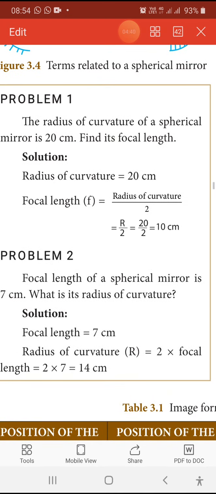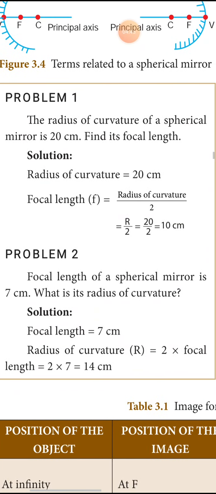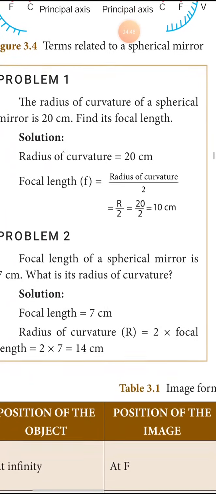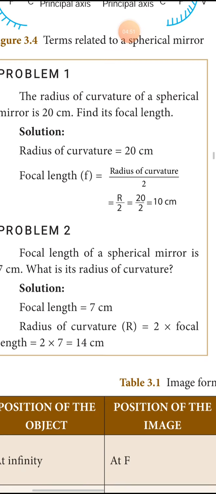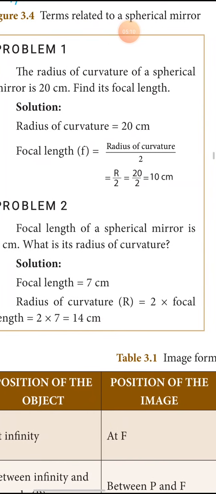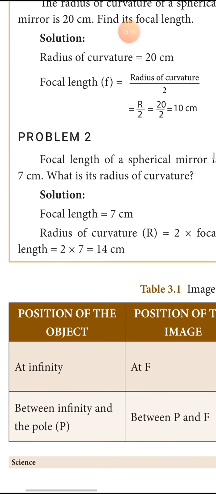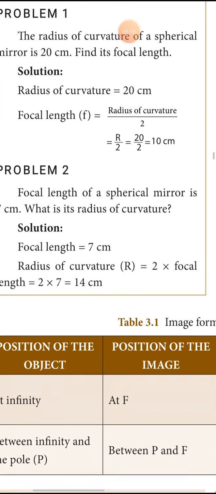In between there are small problems, problem 1 and 2. In problems 1 and 2, they provide the values for the radius of curvature, and you have to find the focal length of the mirror. The formula is f equals R by 2. Simply substitute the R value and divide it by 2, and you will get the answer. In the second problem, the given value is the focal length of the spherical mirror, 7 centimeters, and you must find the radius of curvature. We know that f equals R by 2, so R equals f into 2. f is 7, multiply it by 2, and you will get the answer.